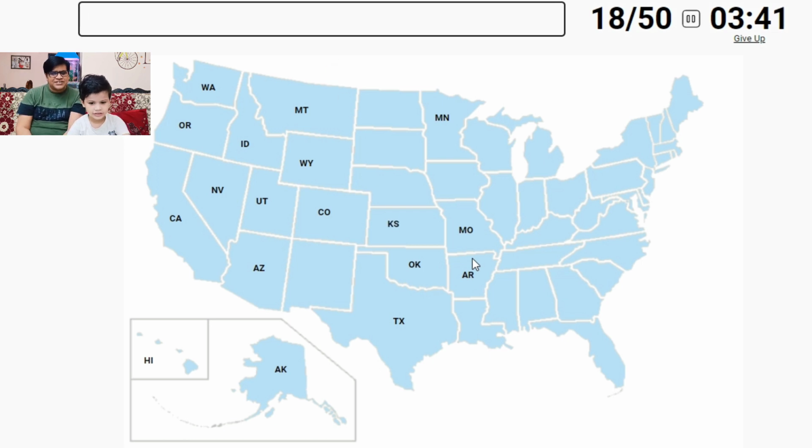Kansas. Kansas is KS. Nebraska is NE. South Dakota is SD. North Dakota is ND. That's simple. And North Carolina. And South Carolina. That also makes sense. Georgia is GA. Alabama is AL.